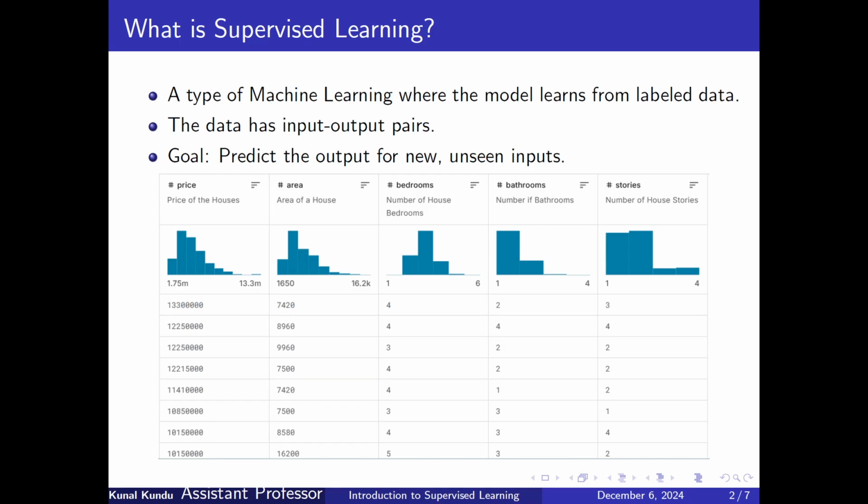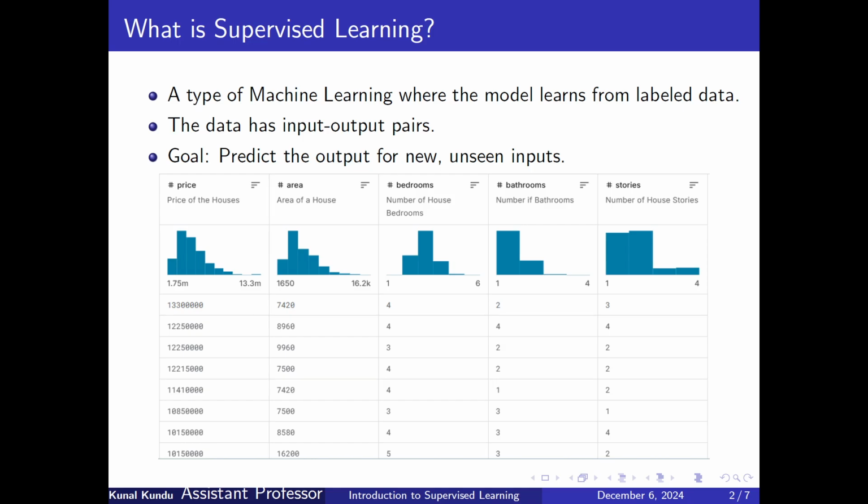What is supervised learning? Supervised learning is a type of machine learning where we train a model using labeled data. This means the data has both inputs and outputs, or in other words, features and their corresponding labels. The goal is to teach the model to predict the output when it is given new unseen inputs.